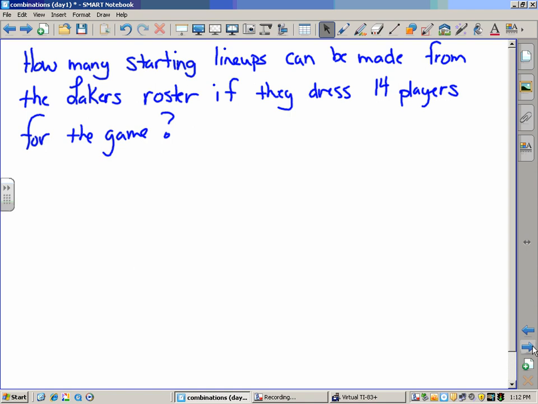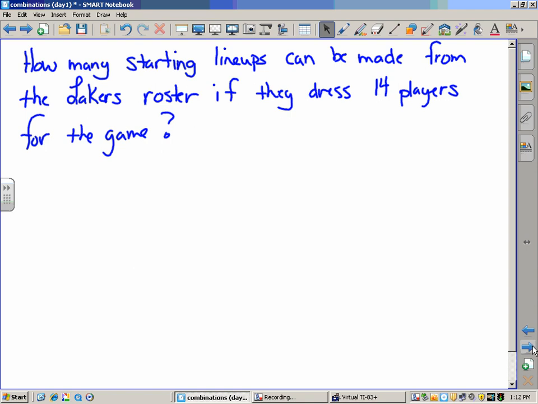Okay, basketball has 5 people on the starting roster, and I don't care about position-wise and who plays where. You don't have to worry about having a guard, some forwards, or a center. You see 5 people dress from the Lakers.